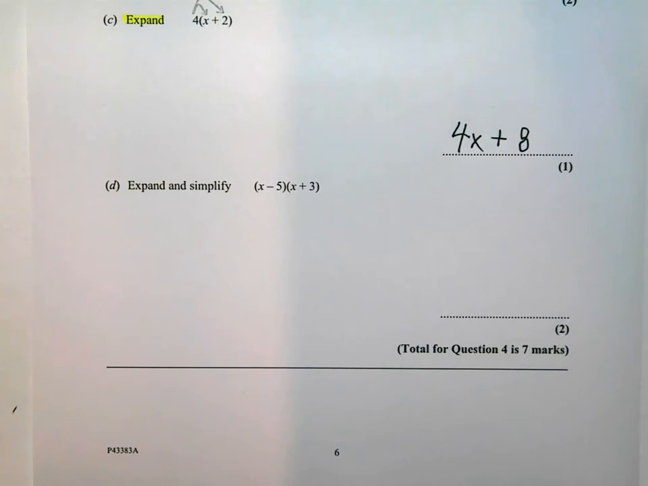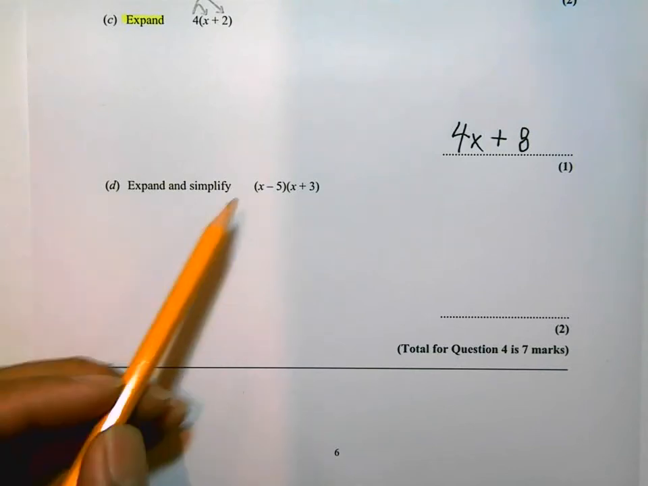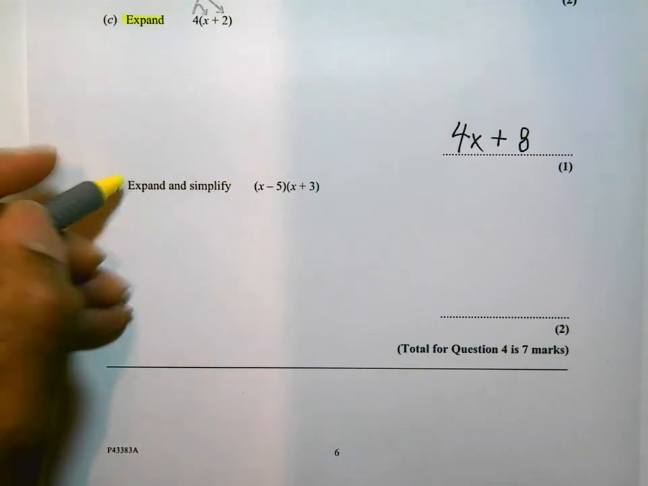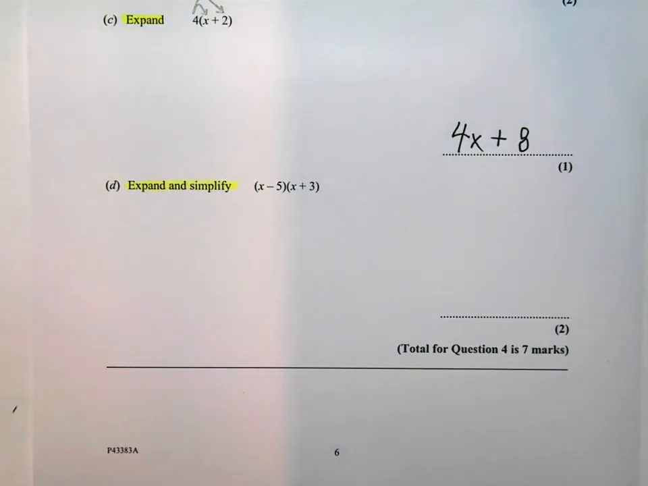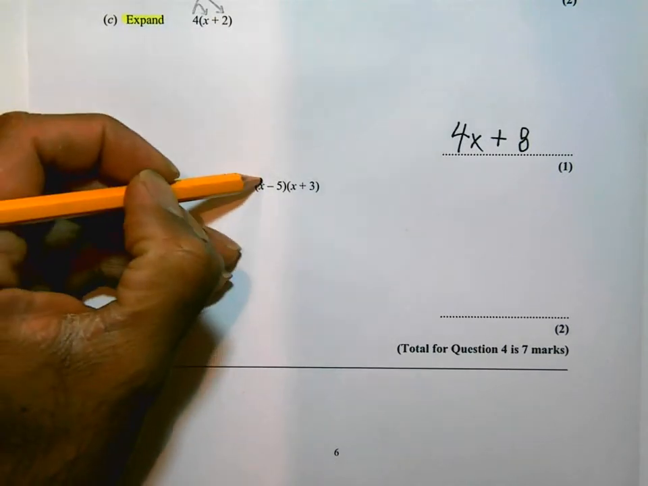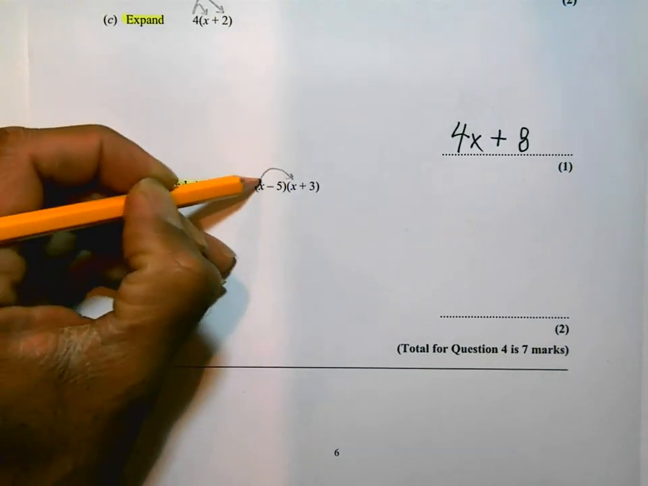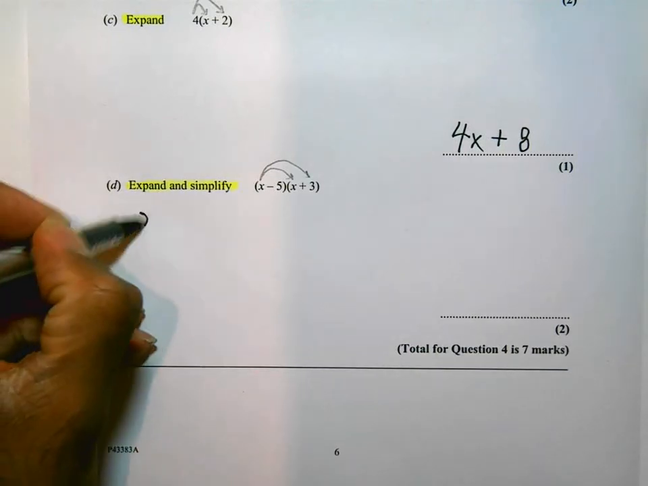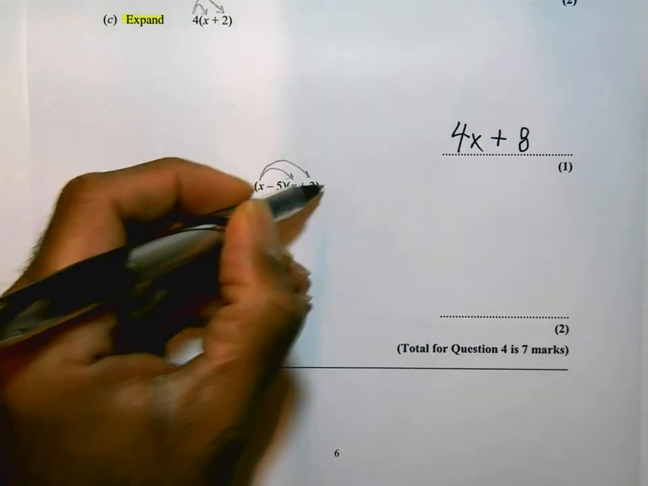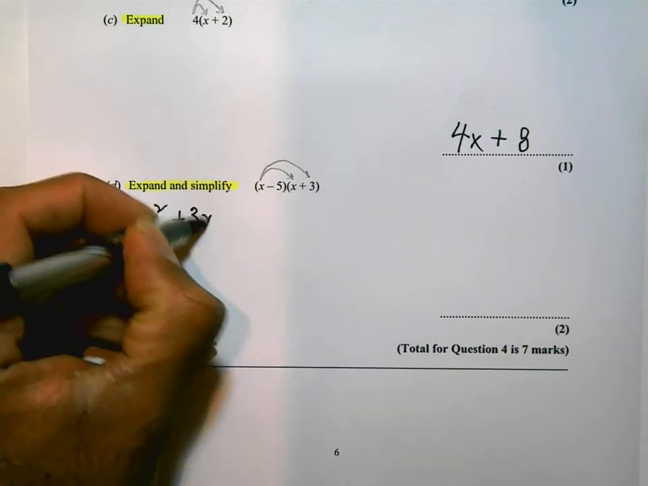Let's look at part D. In part D, you've got this expression, and it says expand and simplify. So it wants you to multiply it out, expand, and it also wants you to simplify it. So it wants you to tidy up this expression. Now, there are several ways of doing this. First of all, I'm going to do the multiplying out way. So x times x is x squared, x times positive 3 is 3x. Now let's do the 5, and that's actually minus 5.